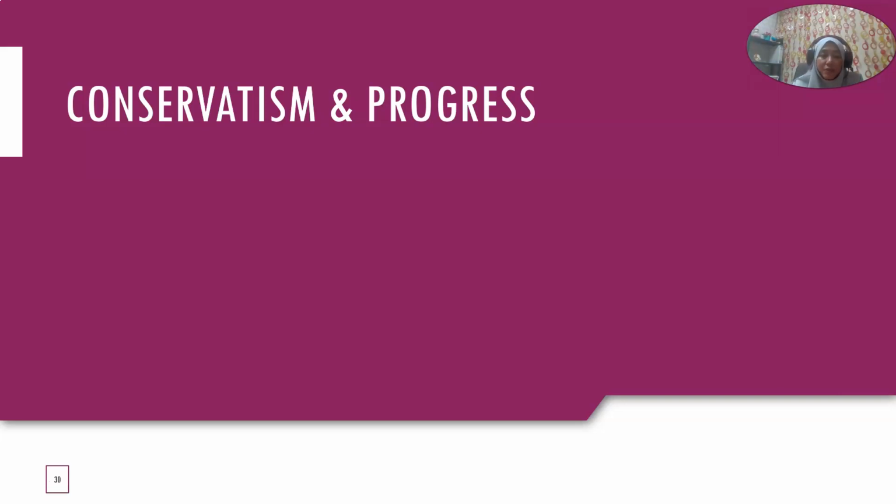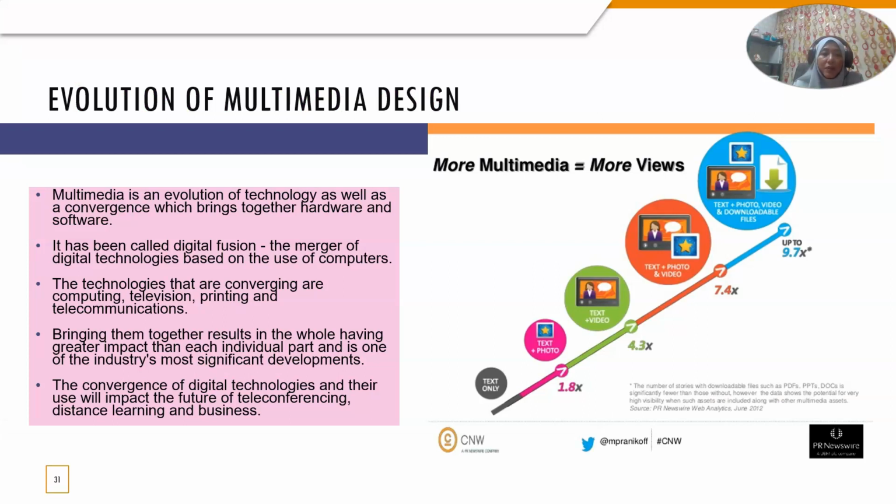The last part we will discuss is about conservatism and progress, which is where we talk about the evolution of multimedia design. I am not talking just about web design, I'll talk about the whole process. Multimedia is an evolving technology in terms of how you deliver the content. It caters not only to the software, but also to the hardware.